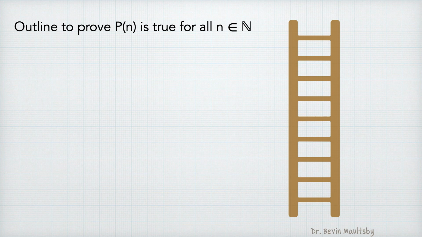I like to imagine induction as climbing the rungs of a ladder. Each rung is a positive integer. So you can think of the bottom one as, say, the number 1, and then 2, and then 3, and then 4. We will show a formula is true for these discrete whole numbers.